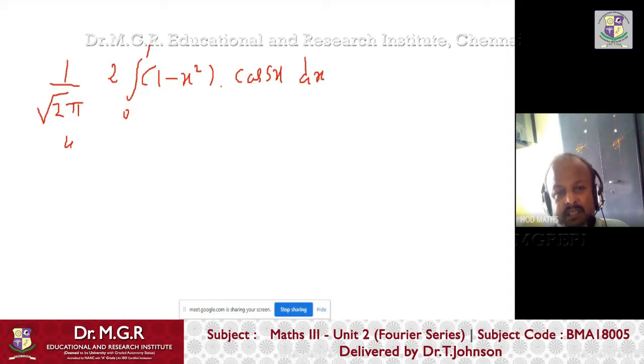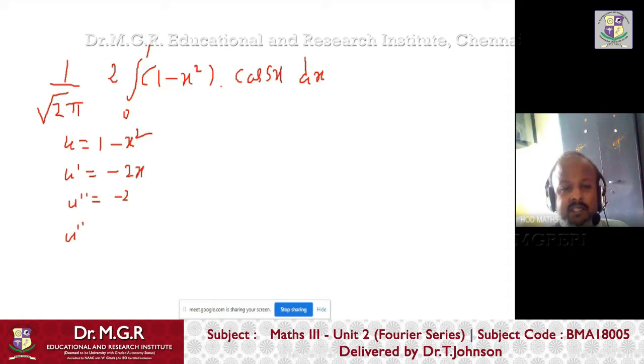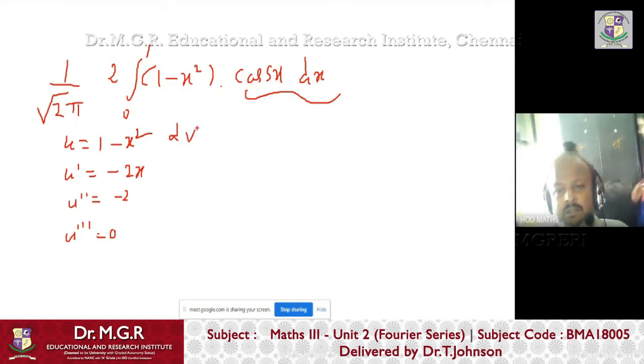Now you can apply the same idea, Bernoulli's formula. For u equal to 1 minus x square, u dash is minus 2x, u double dash is minus 2, and u triple dash is 0, right? So u triple dash is 0. Now you can split dv as cos sx dx. So v1, the integral of dv, is sin sx.